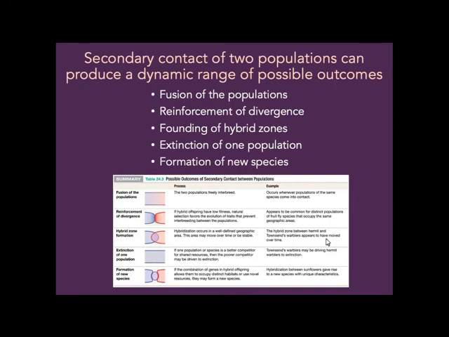Okay, what I mean by secondary contact is you had two populations, right? They become different from one another, and then later they come back together. You can get a range of different outcomes, so the two populations can fuse with one another, right? You could have reinforcement that causes them to stay apart. You could have a hybrid zone be founded. You could have one of the two populations go extinct. And you could potentially have them completely fuse together and form a new species. Or they could fuse this way and be one species, or you could have a new species form from the hybrids in the middle.